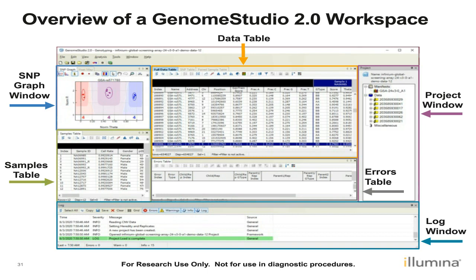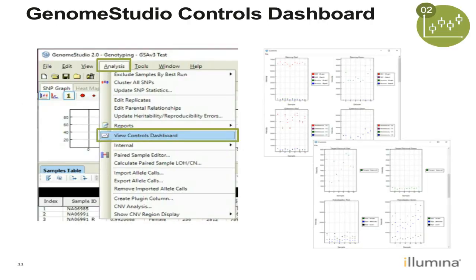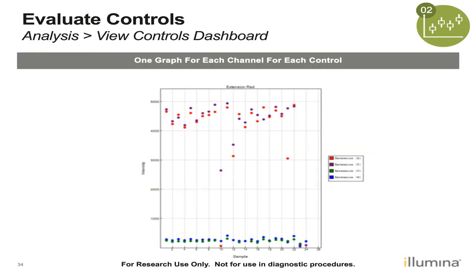So now that you have your project loaded, you're ready to go through the QC steps. The first QC step here is to evaluate the controls. And to do that, you want to review the GenomeStudio controls dashboard. So you'll go to Analysis and select View Controls Dashboard, and this will pull up a window with a series of different graphs. There's going to be a graph for each channel. There's going to be a red channel and a green channel. And here I'll help you interpret what the graph means.